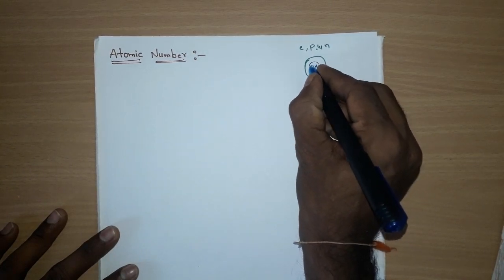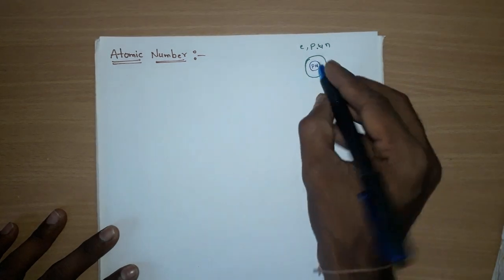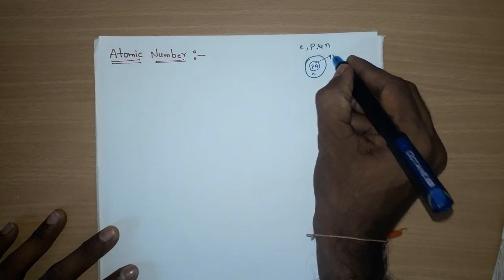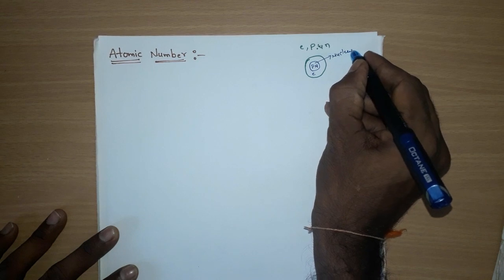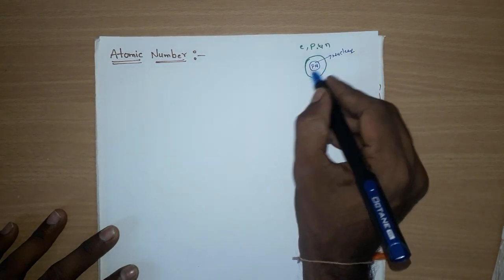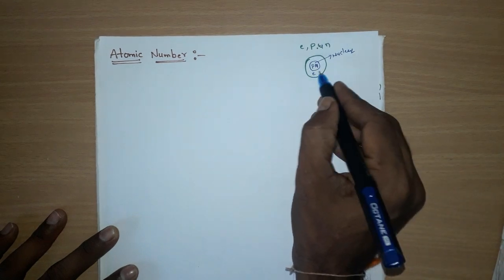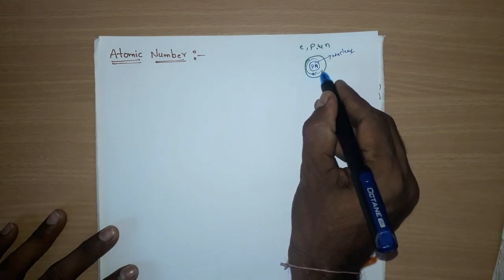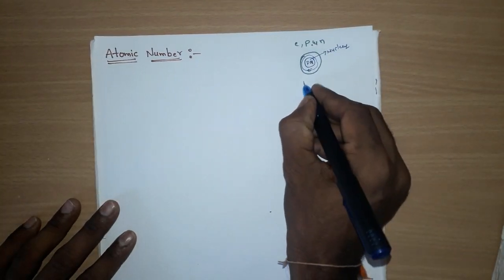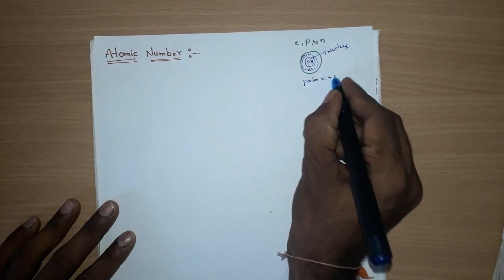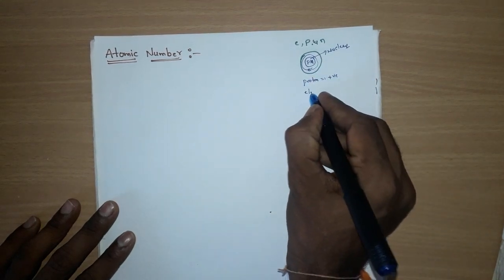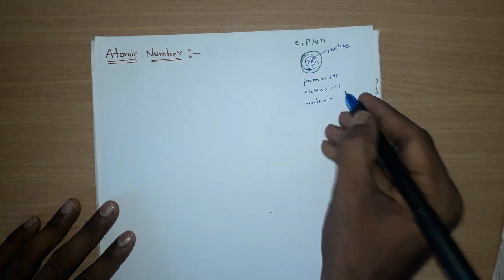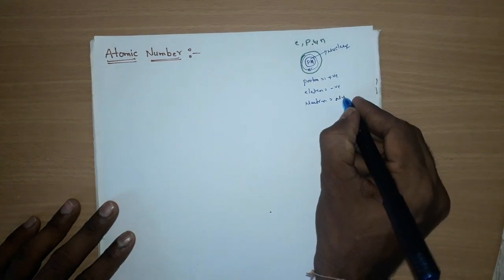Protons and neutrons are present in the nucleus, and electrons revolve around the nucleus. This is the nucleus. Inside the nucleus, protons and neutrons are present. Electrons revolve around the nucleus. Here, protons have positive charge, electrons have negative charge, and neutrons are neutral, with no charge.